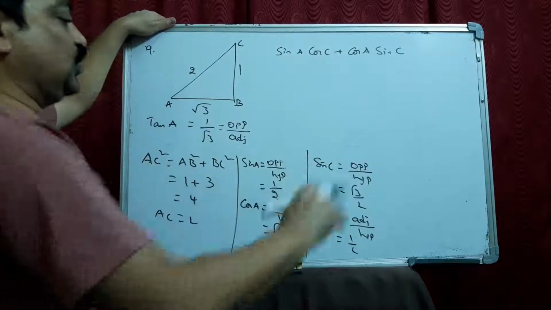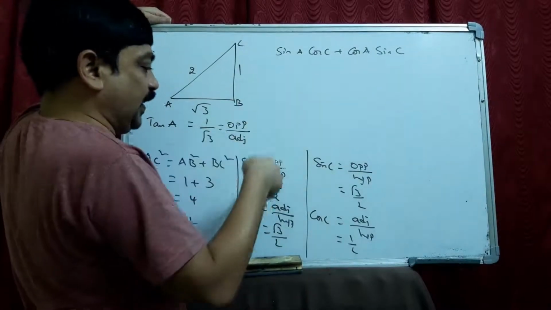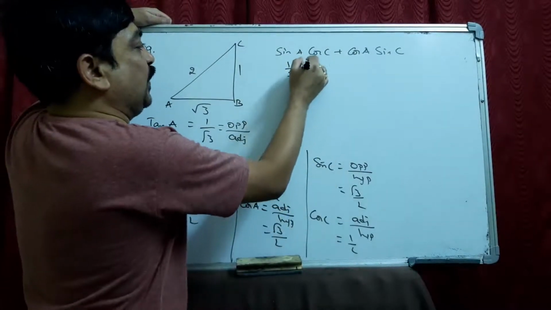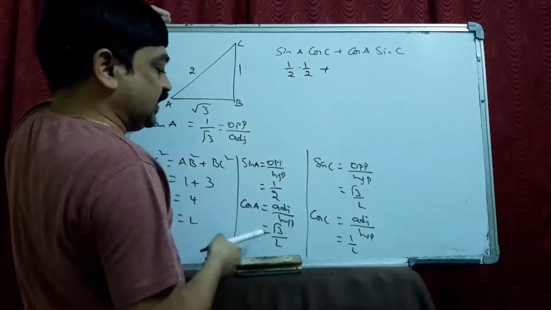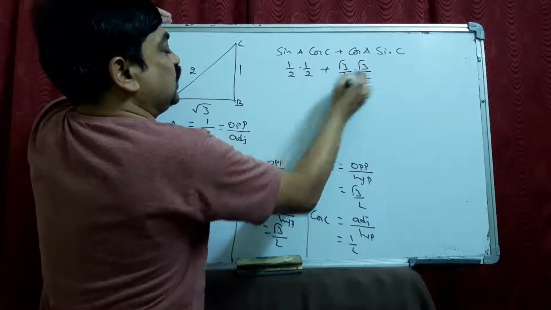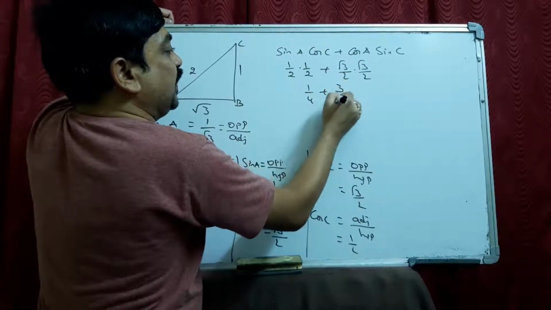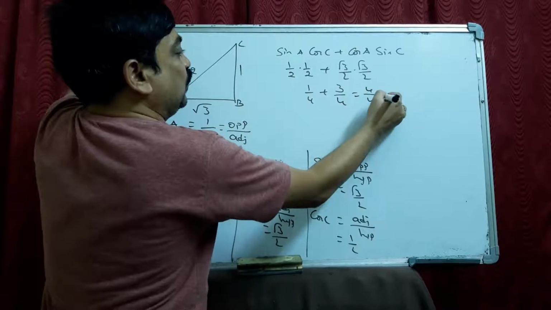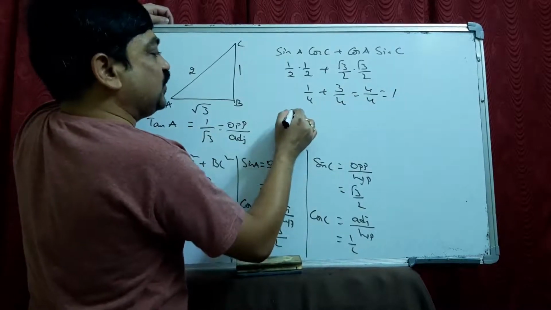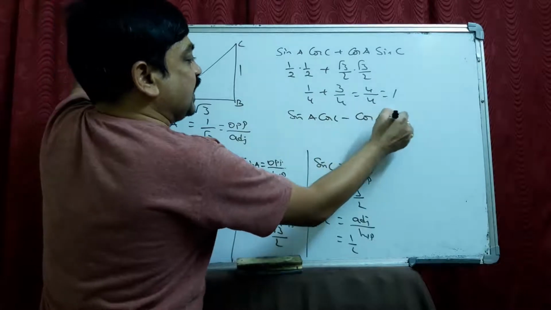So let us substitute all these values here. Sin A cos C, sin A times 1 by 2, 1 by 2, plus cos A sin C, root 3 by 2, root 3 by 2. So it becomes 1 by 4 plus root 3 times root 3 becomes 3 by 4. It becomes 4 by 4, that is 1. The next one is sin A cos C minus cos A sin C.